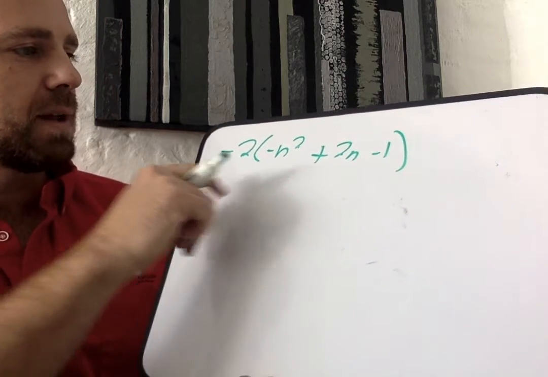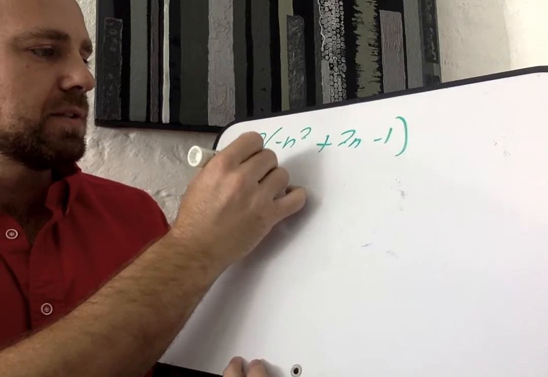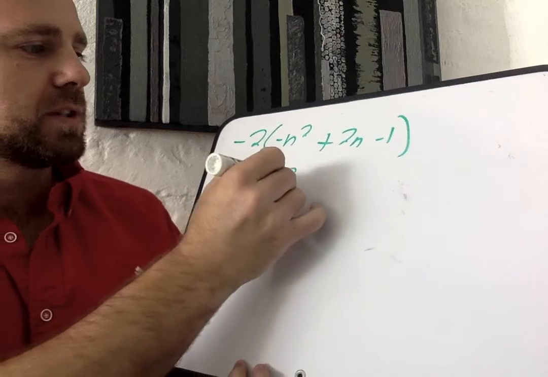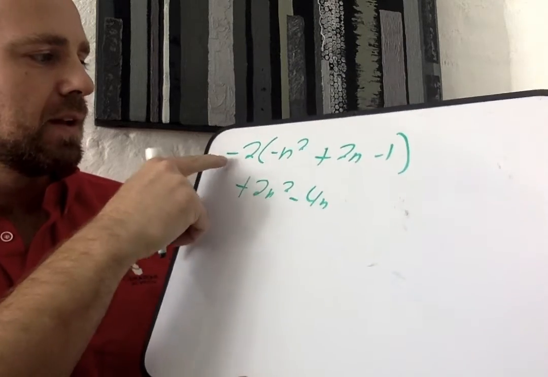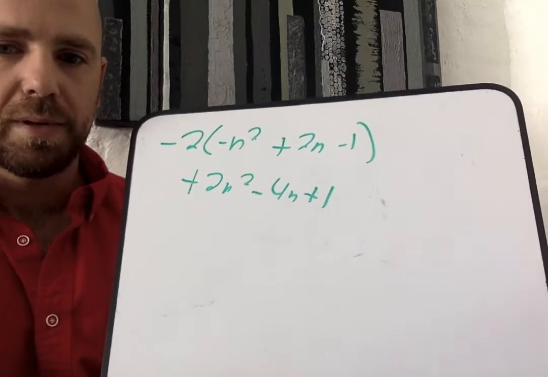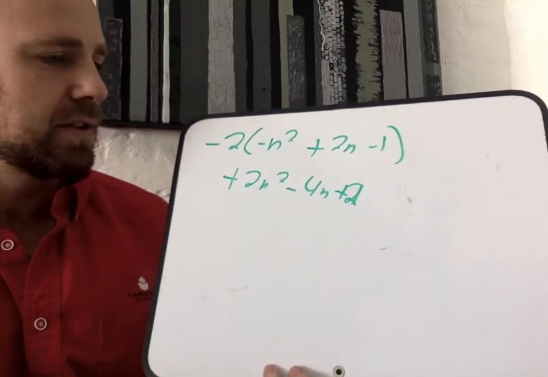So I'm going to multiply my negative 2 in. So negative 2 times negative n squared is going to be positive 2n squared. Negative 2 times positive 2n is going to be negative 4n. Negative 2 times negative 1 is going to be positive 1, or sorry, positive 2. So this becomes my final answer for this question.